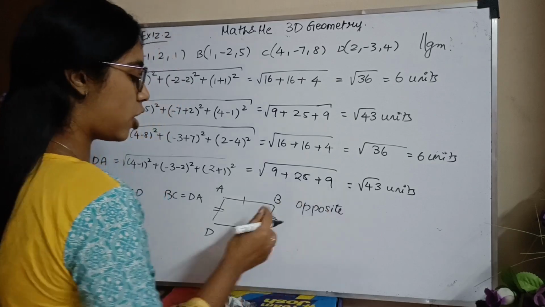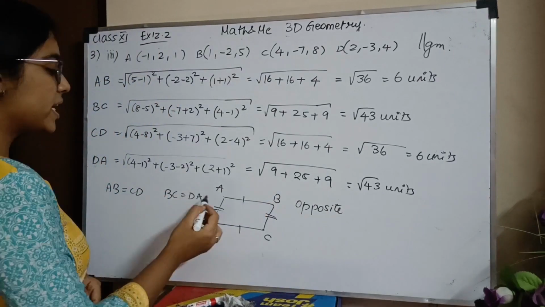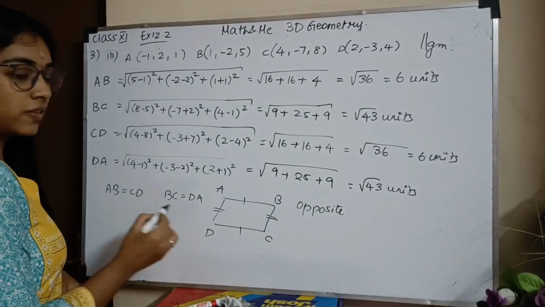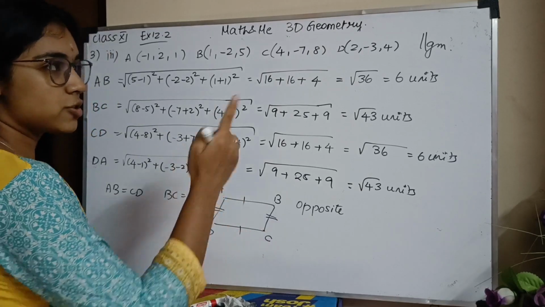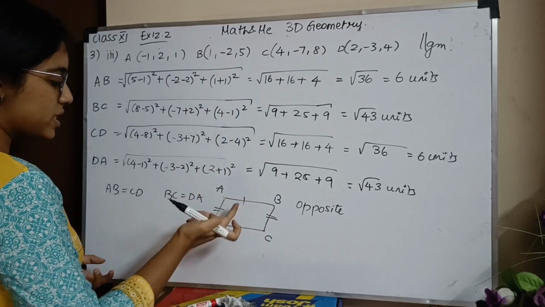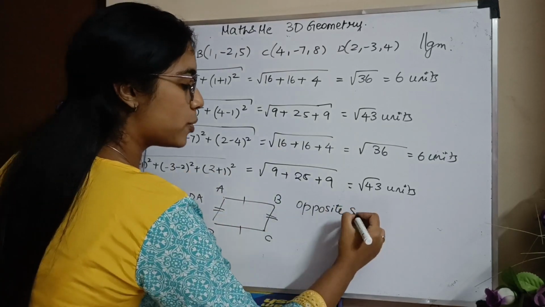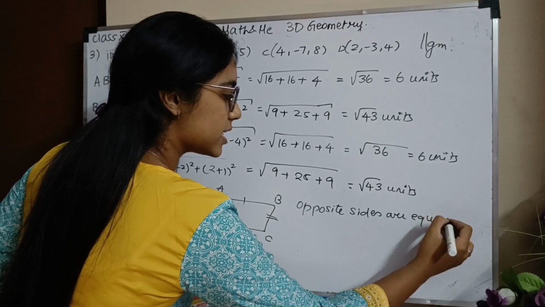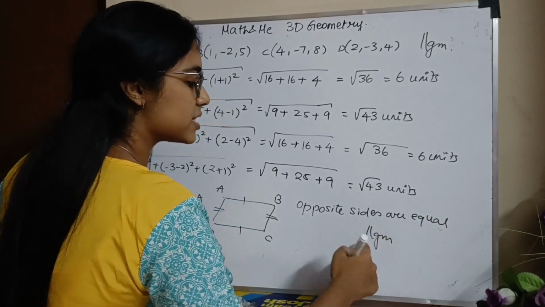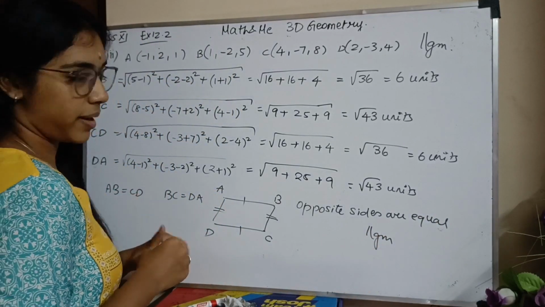So you have to check whether they are opposite sides or adjacent sides. If AB equals BC, then you have adjacent sides equal. Here the opposite sides are equal, so it is a parallelogram. So check opposite or adjacent. The opposite sides are equal. So the given vertices are the vertices of a parallelogram. This is parallelogram, short form: parallelogram. Okay, short form.